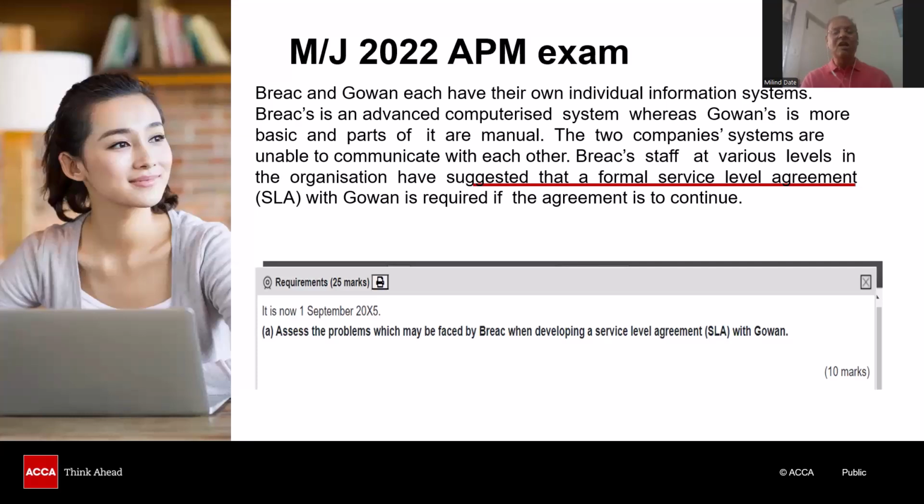So the crux here lies in identifying the problems, and accordingly you should set up a service level agreement, because the impact of these problems could be faced once the SLA is reached, it's put in place and it starts getting used.